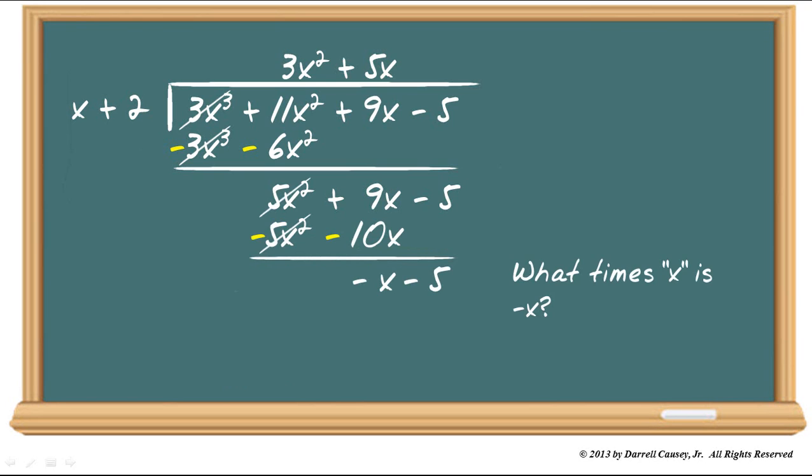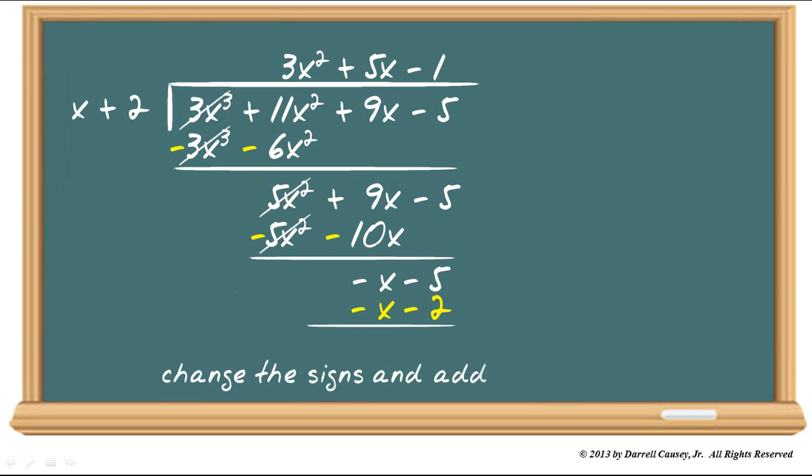What times x is negative x? Well, that would be negative 1. And so negative 1 times x is negative x. And negative 1 times 2 is negative 2. And of course, we want to do what? Change the signs and add. And those cancel out. And that gives us a remainder of negative 3.